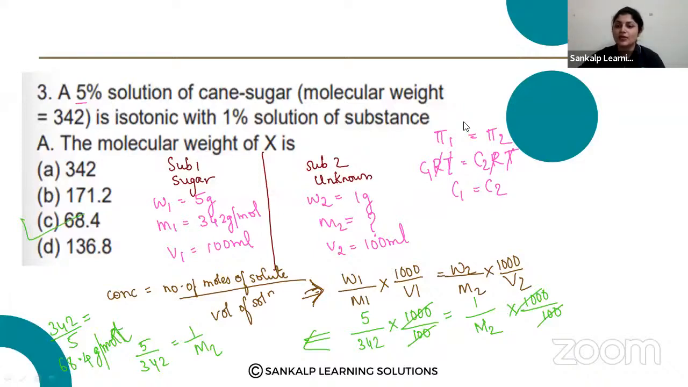Understood? Yes, understood. Most of you have answered C. Yes, C is the right answer. This is the way you are going to solve the problem. This question is clear? Shall we move to the next one? Okay, we'll go to the next question.